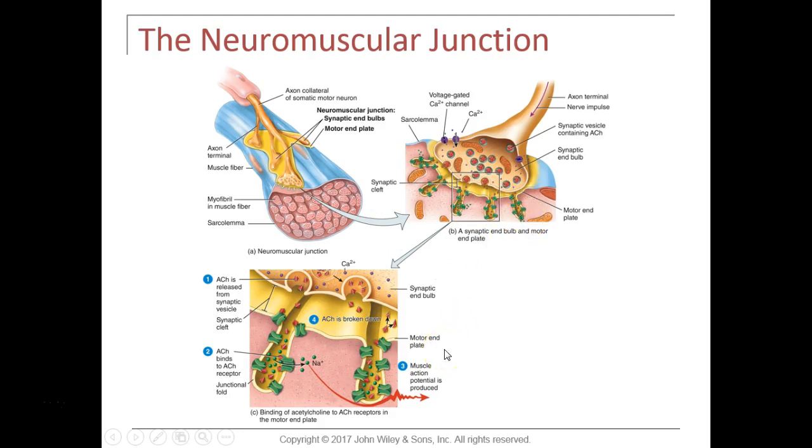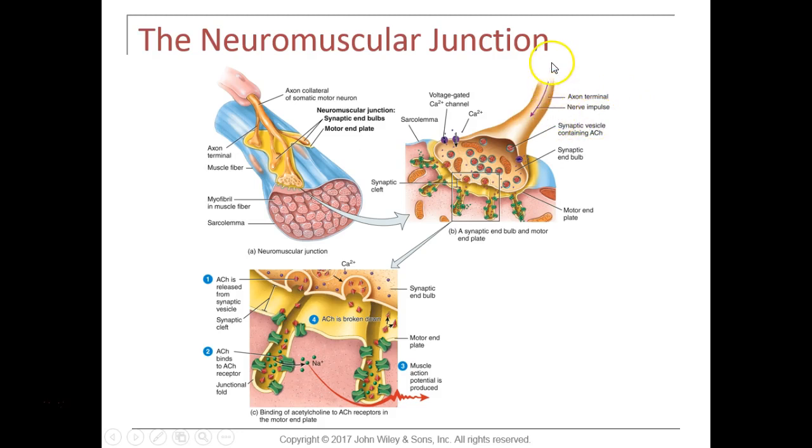So let's briefly look at what's going to happen. First of all, in order to get your muscle to contract, we have to generate electrical impulses that travel down neurons of the nervous system towards the muscle. Those action potentials in the neuron are called the nerve impulse or the neuron action potential.